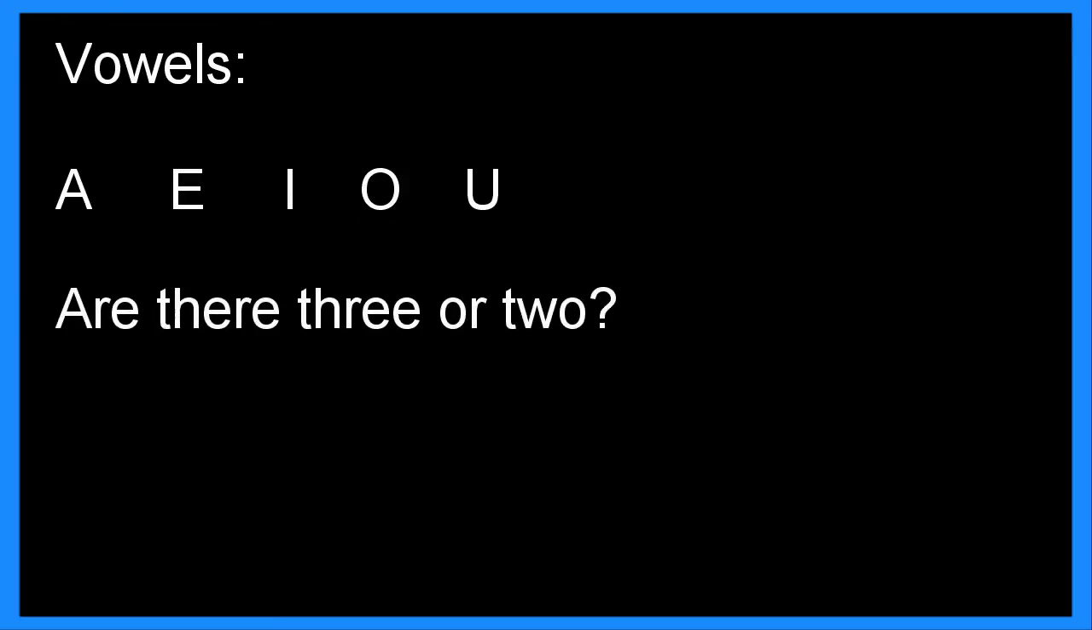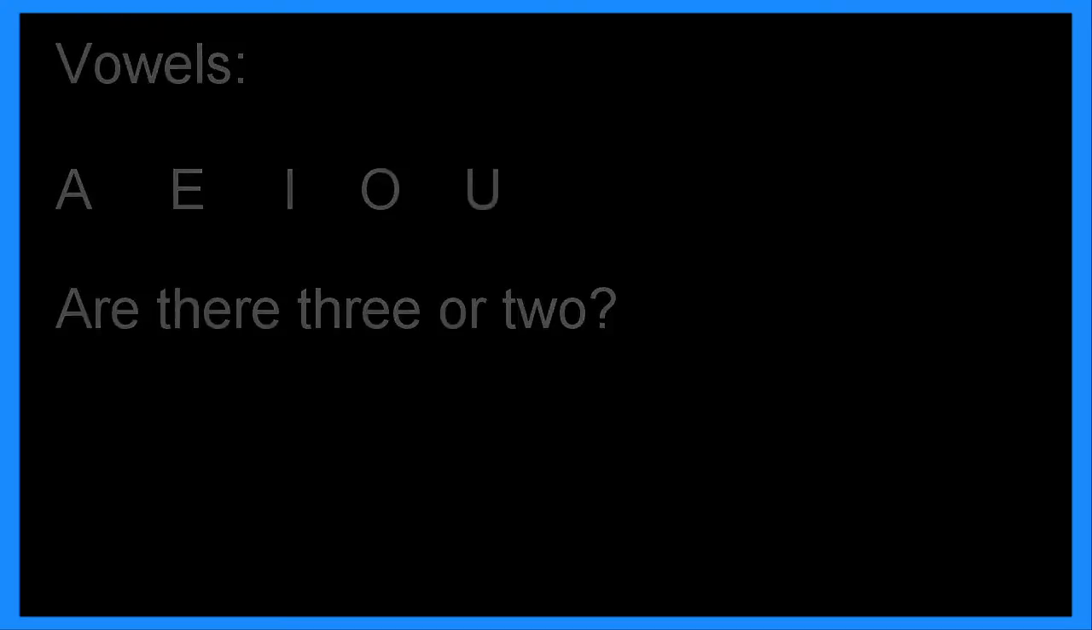If you have trouble remembering how to pronounce the vowels in Māori, there is an easy phrase that you can use. Are there 3 or 2? That lines up very well phonetically with how we say the vowels in Māori. A, E, I, O, U.